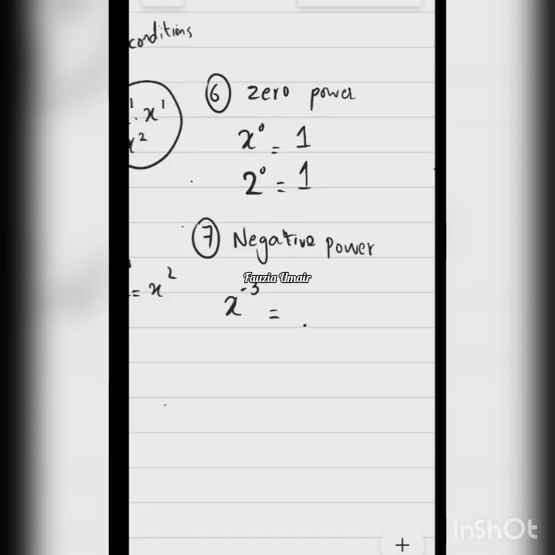If I take the reciprocal of the base, it will be 1 by x cube. Okay? So if you take the reciprocal of a negative power, the power is positive, but now the base is reciprocal. All right? So last is the radical law, which we have already discussed, how to convert radicals. Okay? So any questions till now?